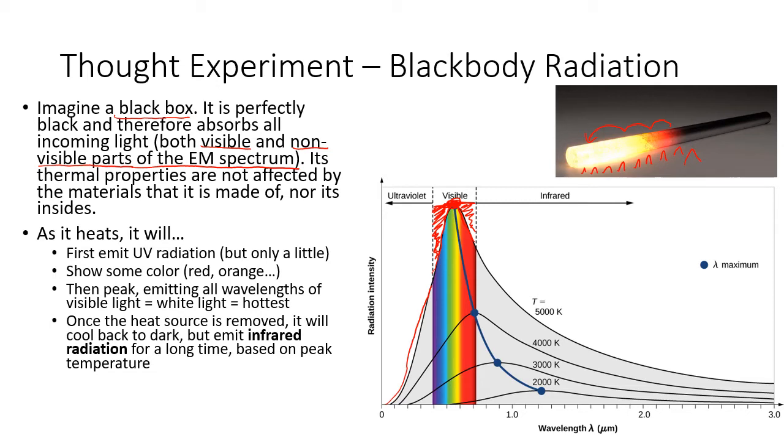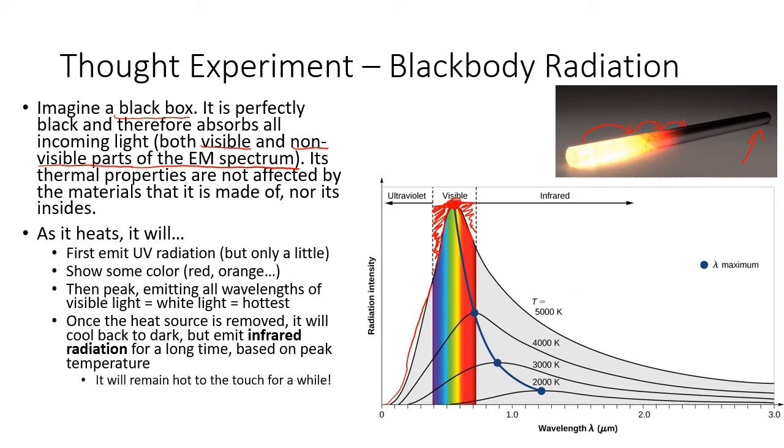The heat source could be the sun, could be anything else. Once the heat source is removed, it's going to cool back to dark. So it's going to go backwards through those stages. It's going to go white hot, down to oranges, down to reds, the cooler colors, and then eventually back to black. But none of us would touch the end of that bar because we know that it's still hot.